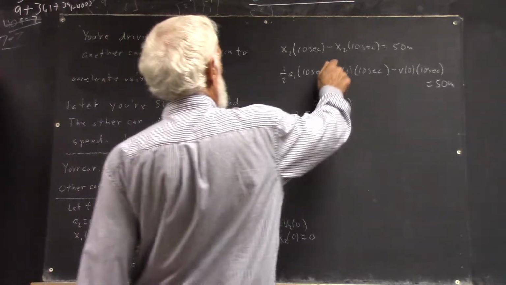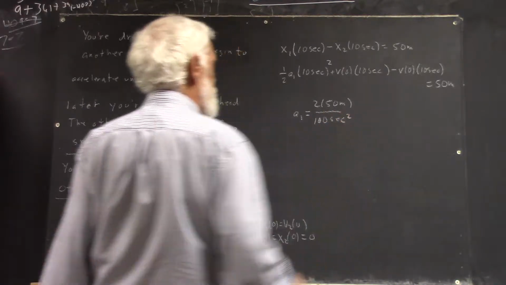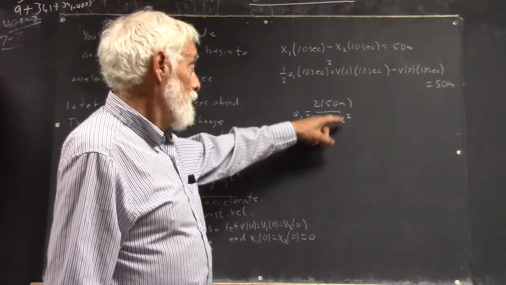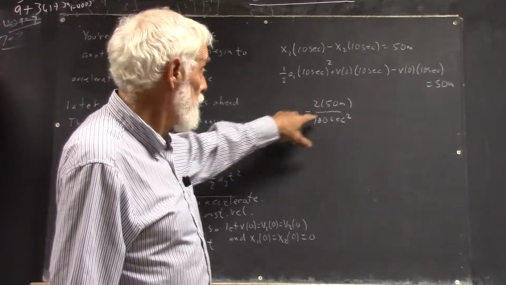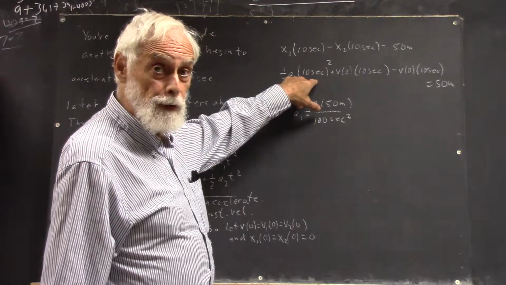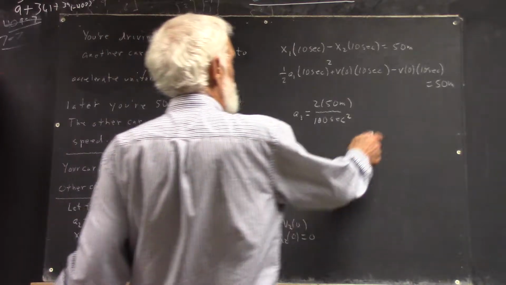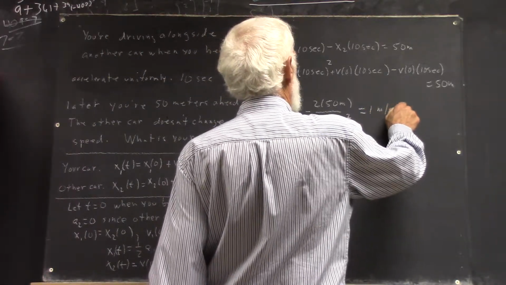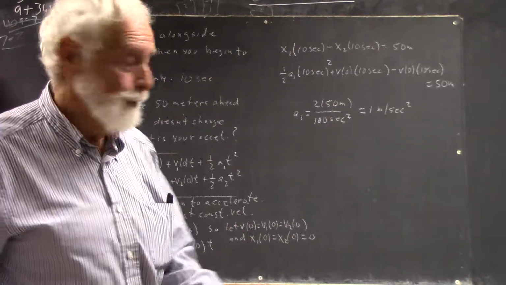over 10 seconds squared. And I forgot to put the square on this. It's another good reason to write your units. The units here were going to come out meters per second, which is not a unit of acceleration. So I caught myself in a careless error here. Okay? So, anyhow, this equals 1 meter per second squared. That's your acceleration.